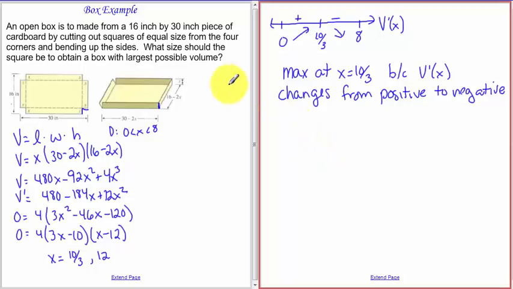Okay, so again, let's make sure that we are giving our dimensions. So what size should the square be? So that's all I have to do. I don't have to give dimensions. We just have to give that our square is 10/3, and let's make sure you give me units, inches by 10/3 inches since it is a square.